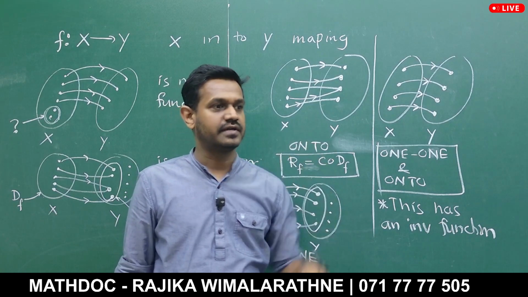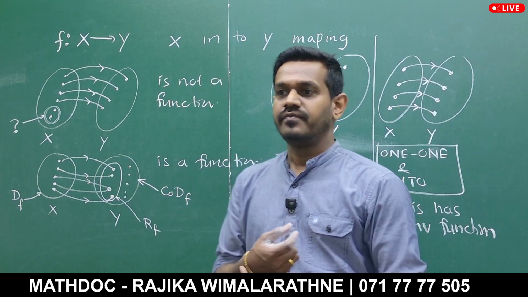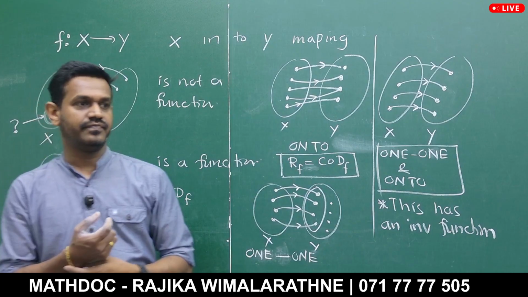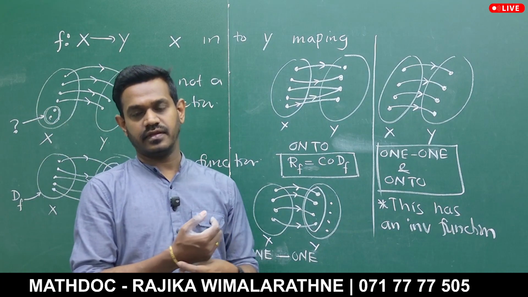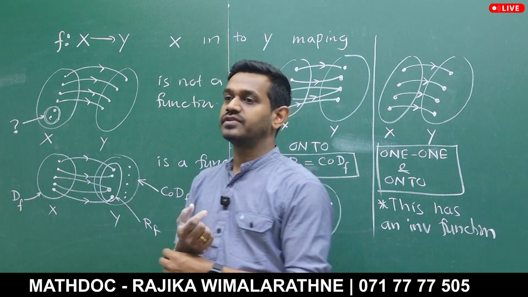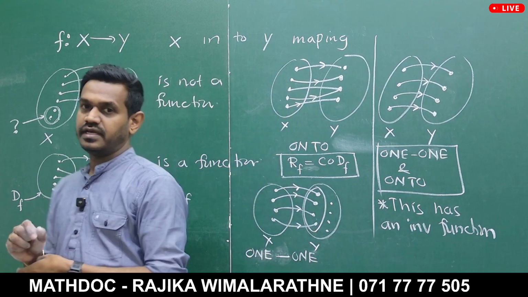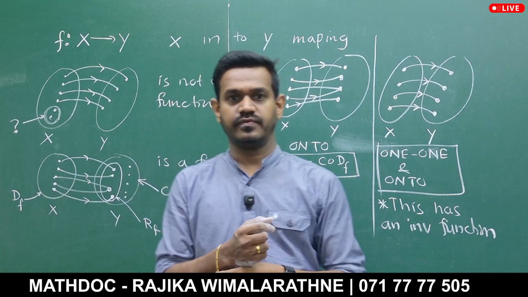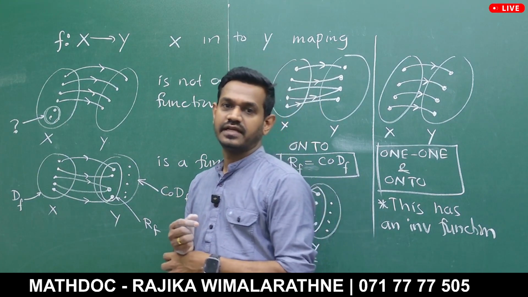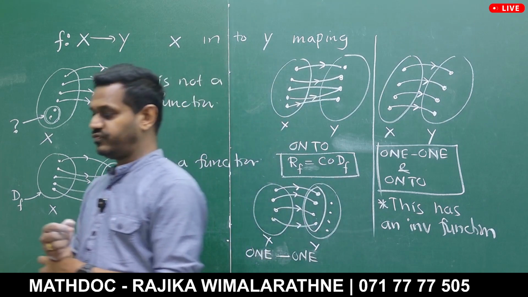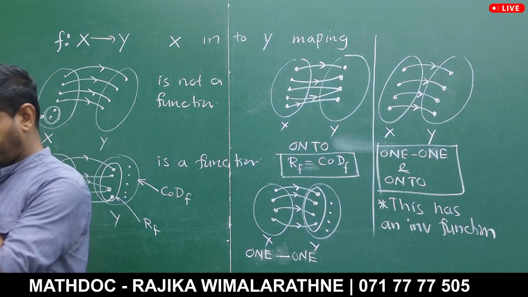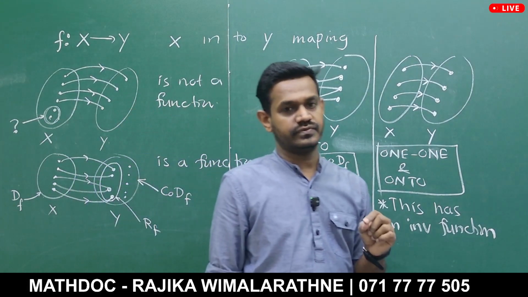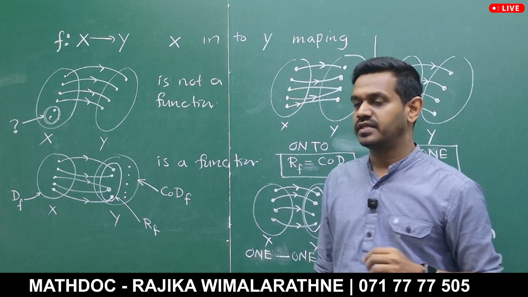Okay, next star mark. If codomain and range are same, it is onto. If codomain and range are same, it is an onto function. Onto or surjective mapping.